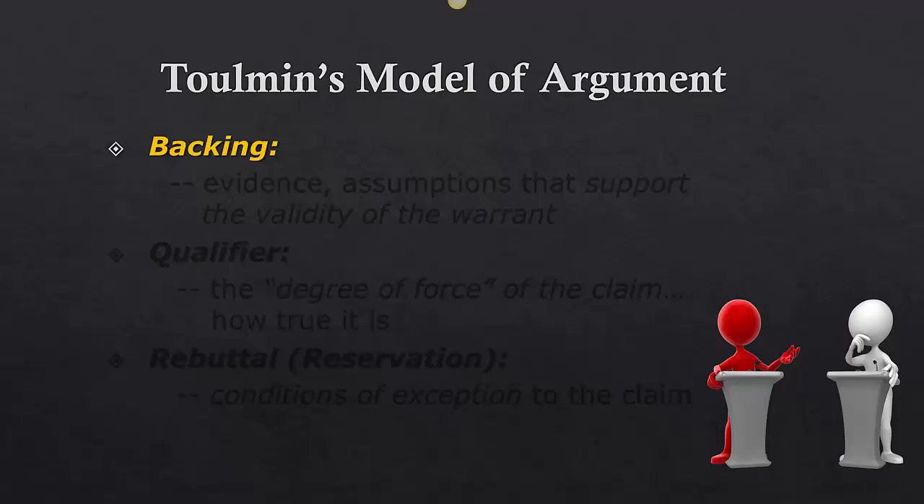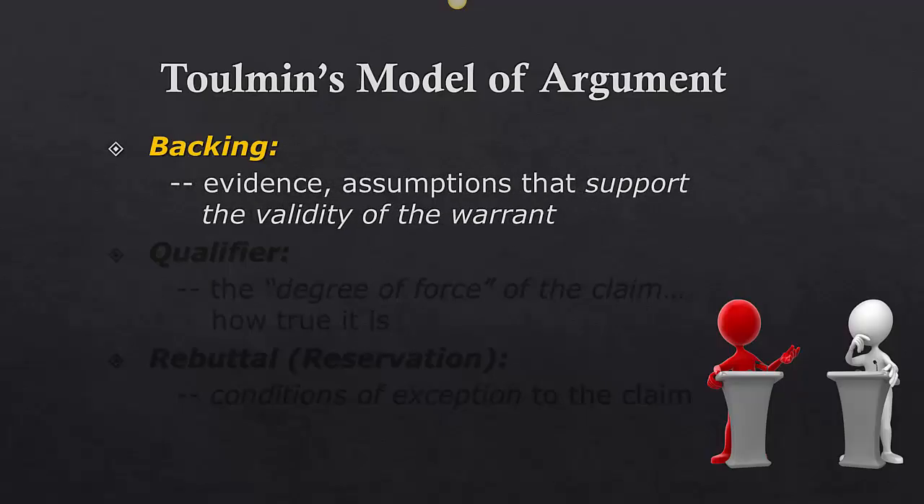The first is backing. Toulmin talks about backing essentially as evidence or assumptions that support the validity of the warrant. So we don't want to confuse backing with additional evidence that's used to back up the claim. We want to think specifically about the warrant. So you can think about backing as if the warrant establishes a link between the data and the claim, the backing provides evidence to prove that the warrant is true.